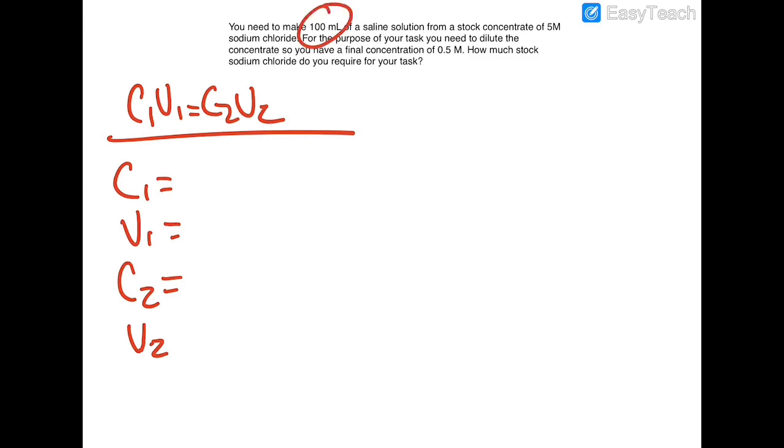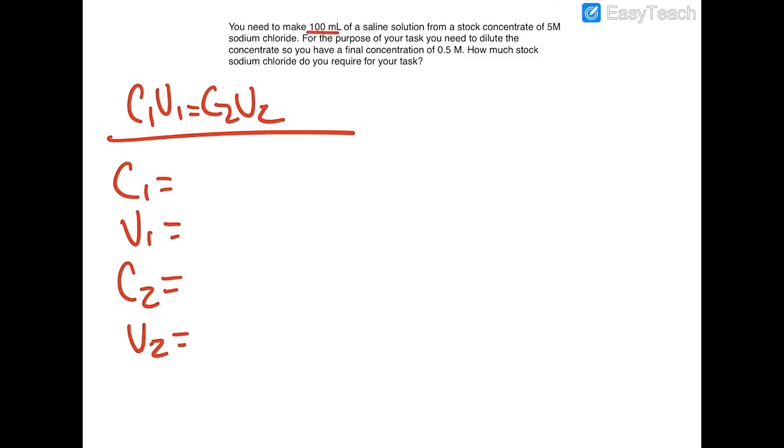So there's a volume here of 100 milliliters, and that's our saline solution from stock, and 5 molar is another value here. That's our stock concentration, and 0.5 molar right here, which is our final concentration. So now let's plug it in to our little workspace over here.